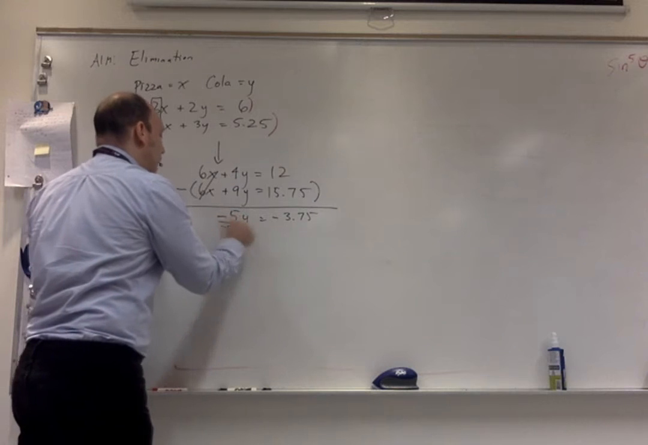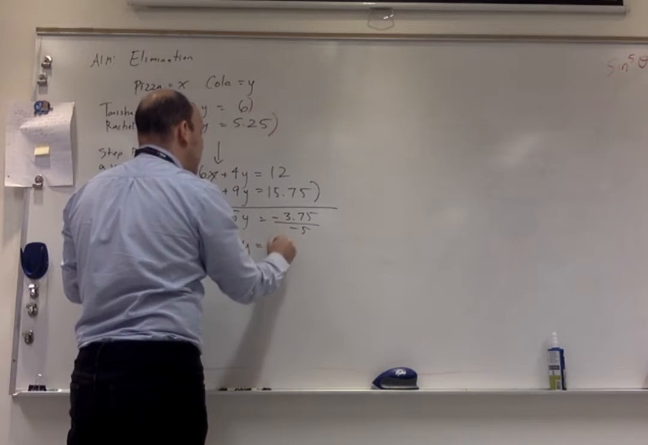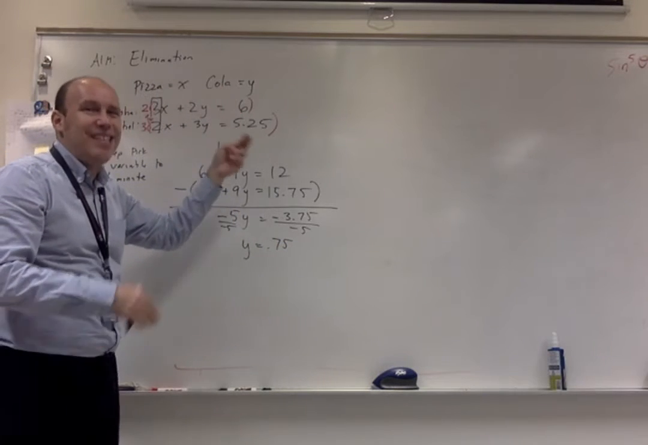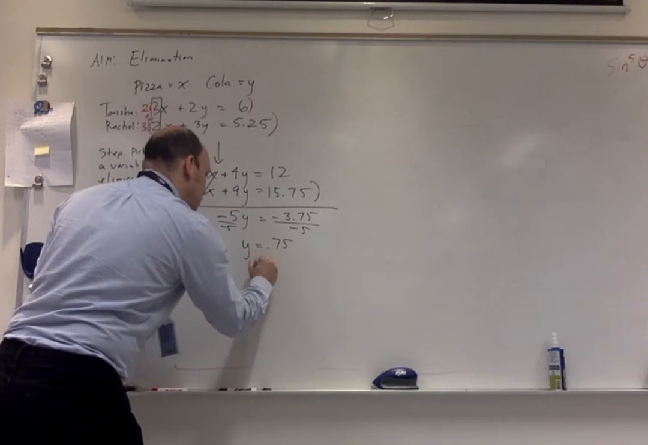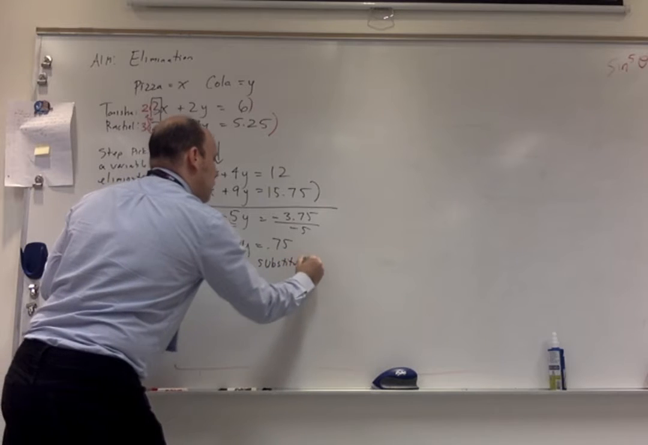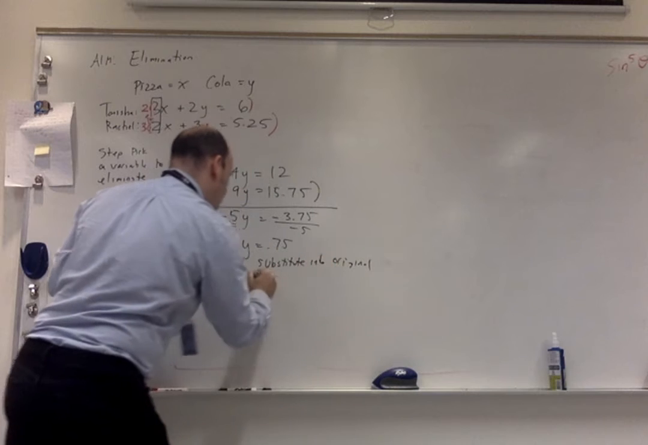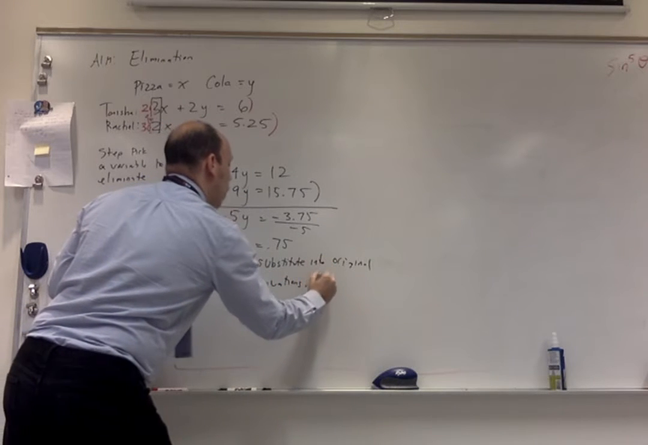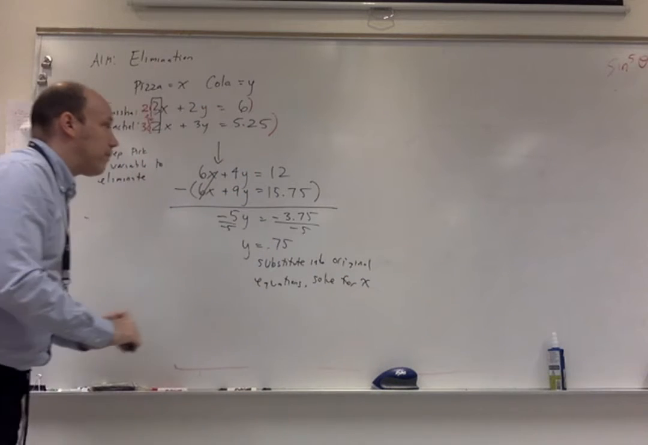Divide both sides by negative 5, and the answer is y equals 75. A soda, or cola, costs 75 cents. Take that 75 cents, substitute into the original equations, and solve for x, sorry.